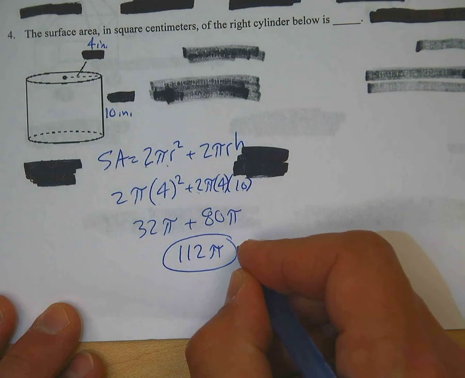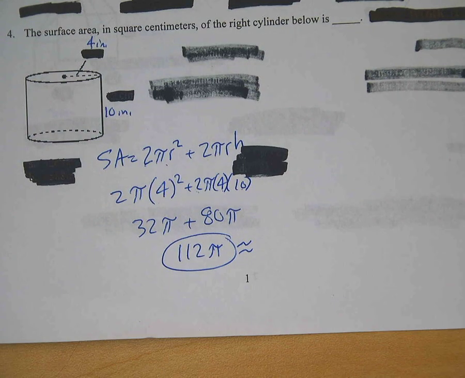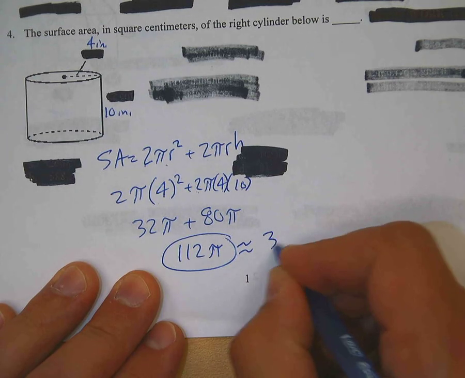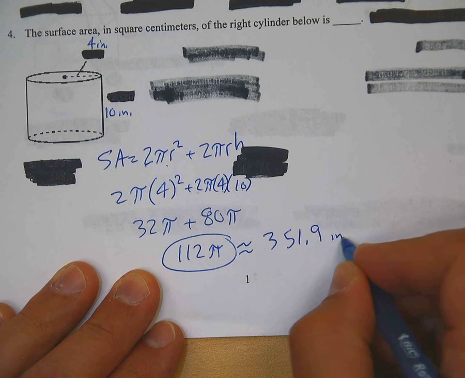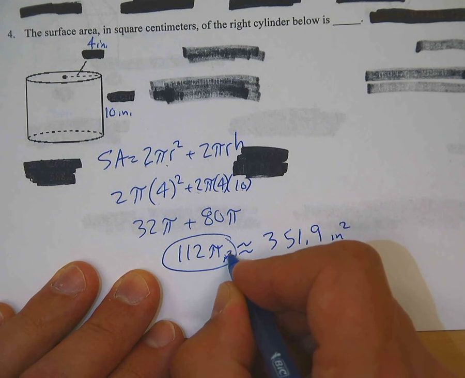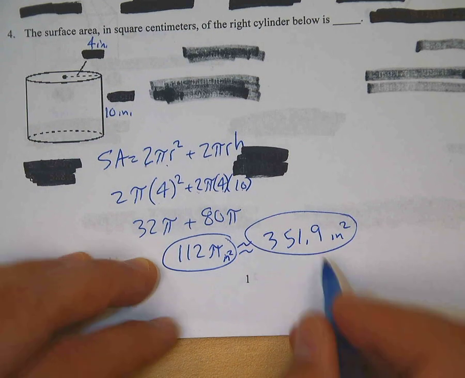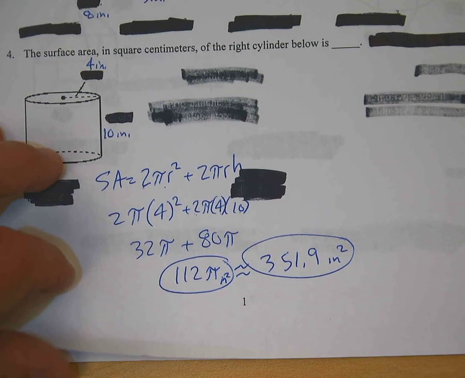Or I could take 112 times pi, which would give me 351.9. This would be square inches, and this would be square inches. So either one of these would be correct on this one. Okay. All right. Flip the page.